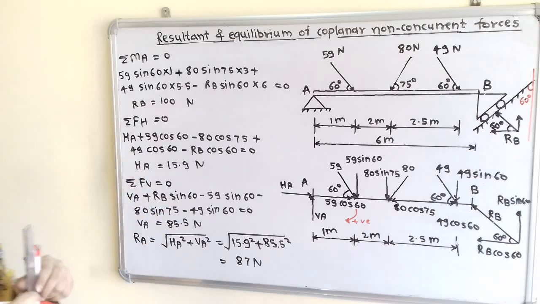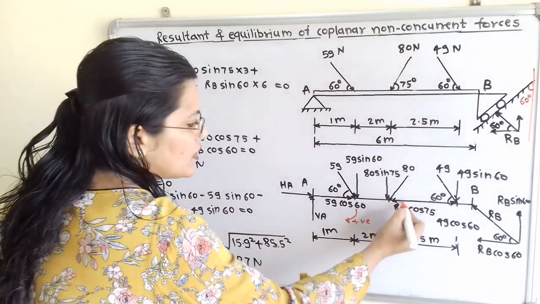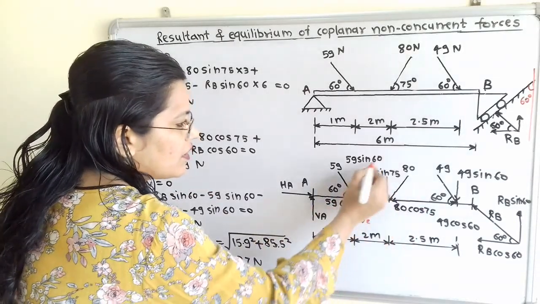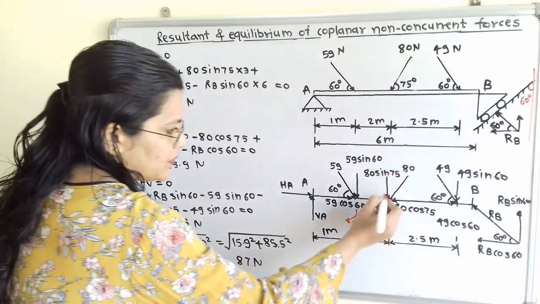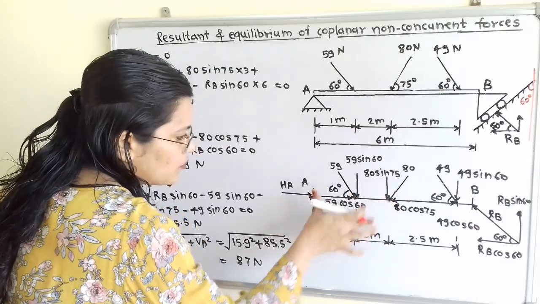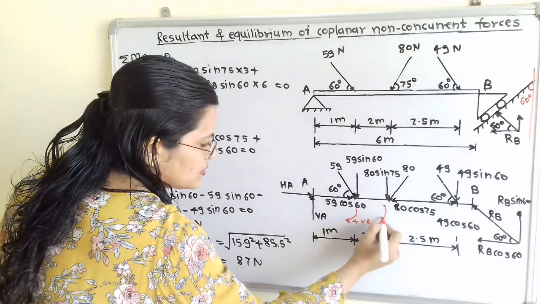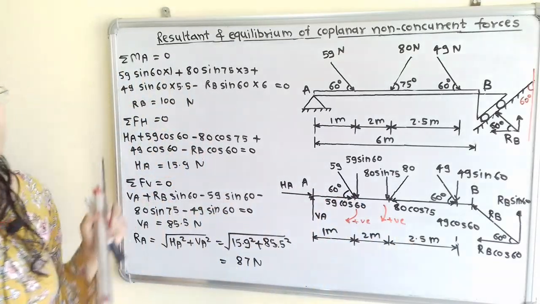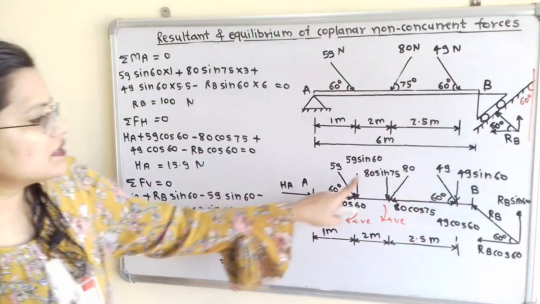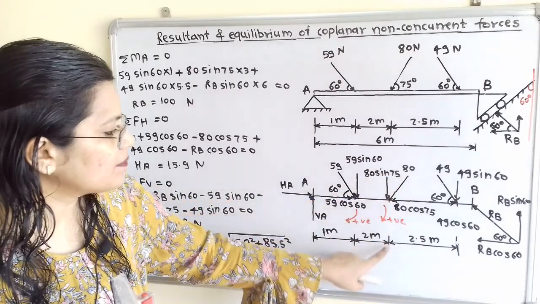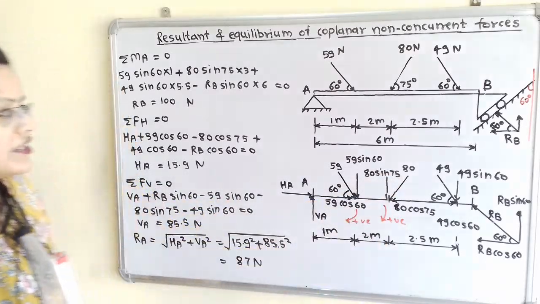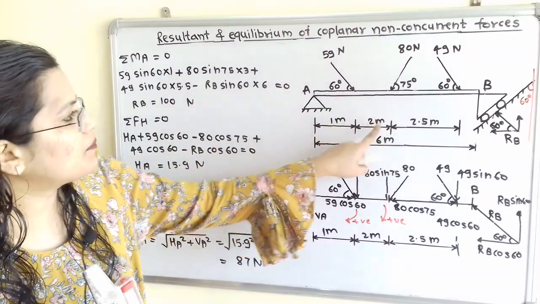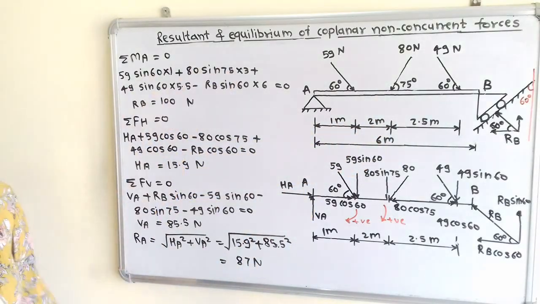Now we will move to the next, 80. The horizontal component passes through point A, so we are not going to consider this. Now 80 sin 75. If I move the compass about point A in the direction of this vertical force, then it is also in clockwise direction, so we will use positive sign. So plus 80 sin 75 multiplied by the perpendicular distance. The perpendicular distance from point A is 1 plus 2, that is 3.